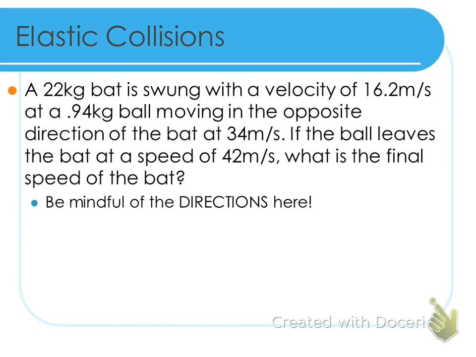So let's go ahead and start writing down these variables here. We'll say that the bat is our first object. So the mass of our first object is 22 kilograms.